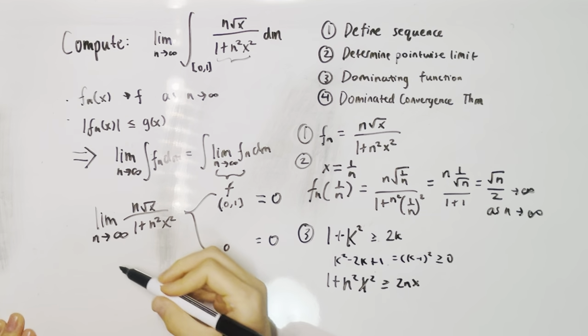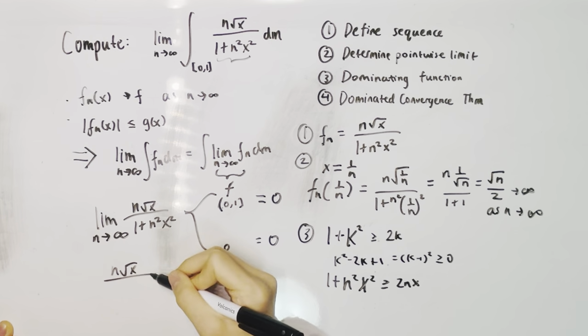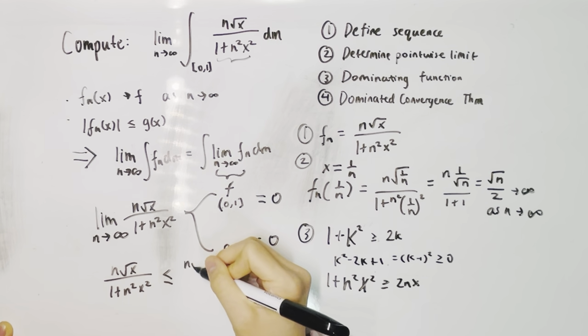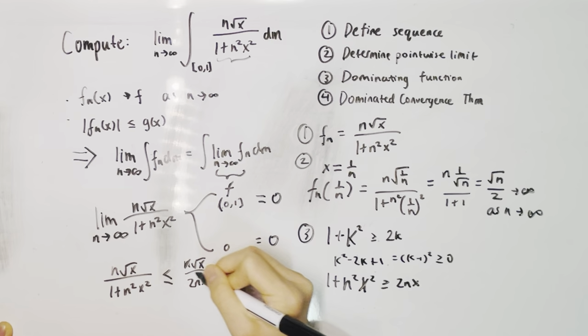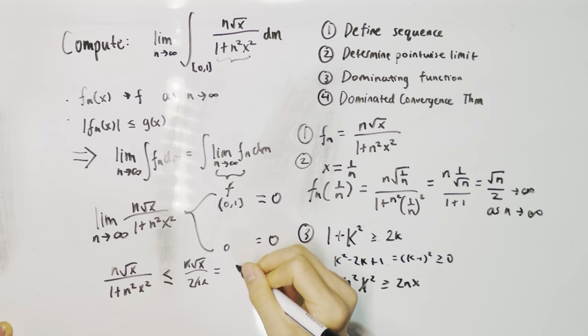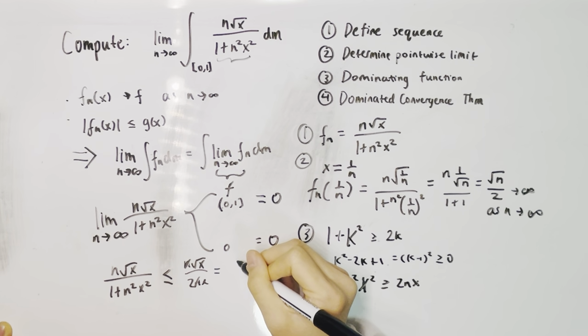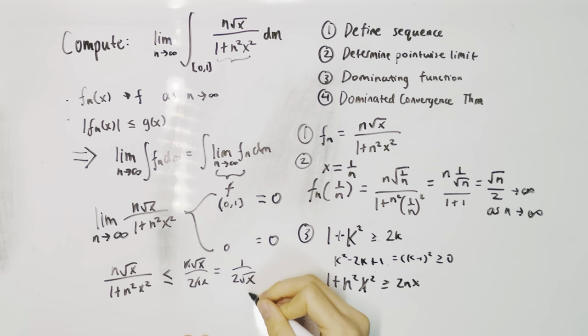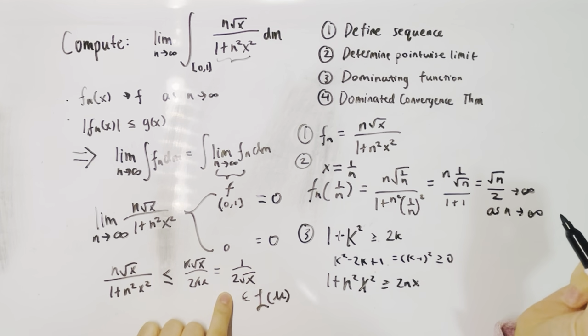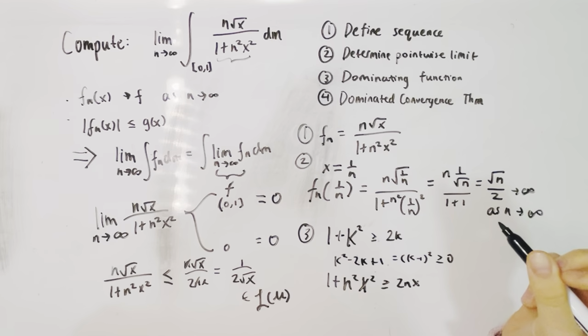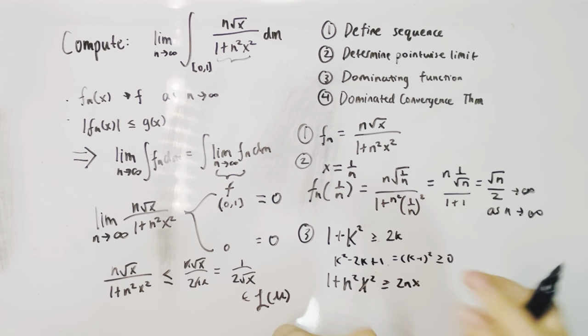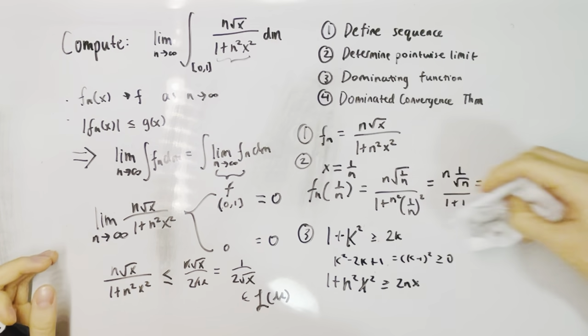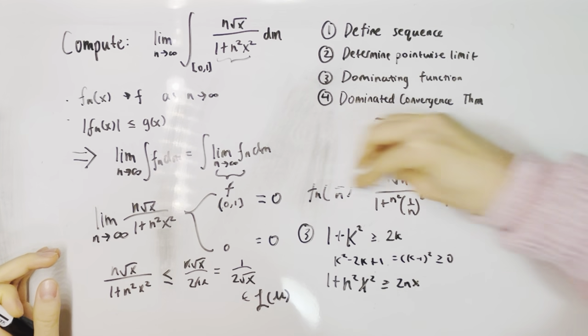So we can see that n square root x over 1 plus n squared x squared is less than or equal to n square root x over 2nx, which equals 1 over 2 square root x. And notice that this is going to be Lebesgue integrable because it's Riemann integrable over this bounded interval. So it's Lebesgue integrable.